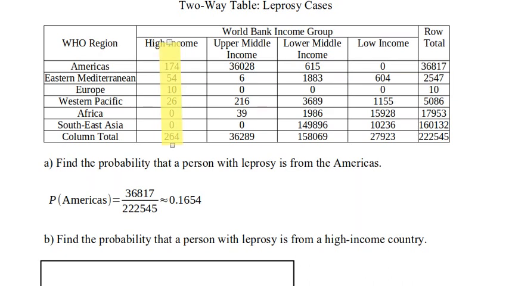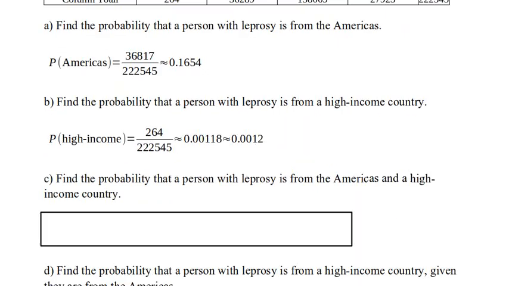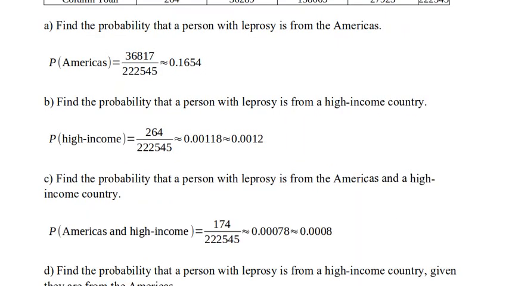Okay, so I'm going to highlight that 174, and that is the numerator, people in the Americas and from a high-income country, out of the total. The total hasn't changed. We don't have any given probabilities yet.